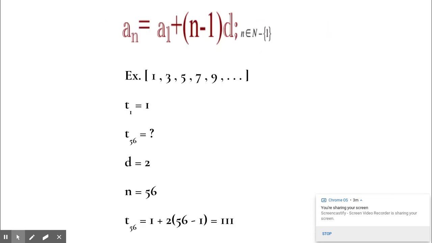For this sequence in this question, we just plug in those values. Our first term is 1, our difference is 2, and our n value is 56, so we plug those in, and then we get our 56th term equaling 111.